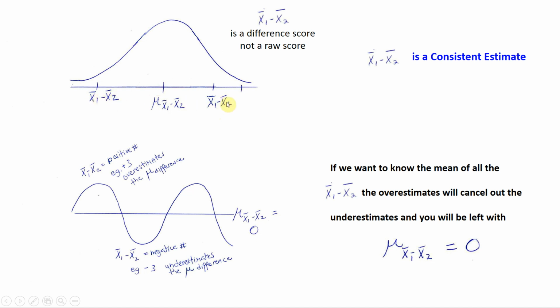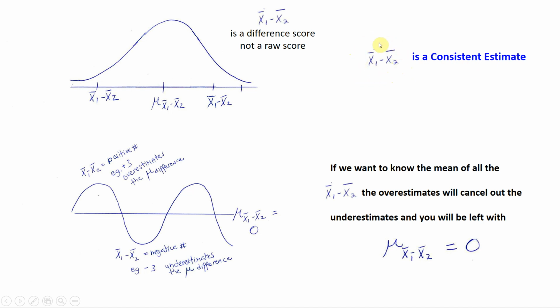Now, what do we know about, oh, this is a mistake. I'm sorry, that should say unbiased estimate. Please make a note of that. This should say unbiased.